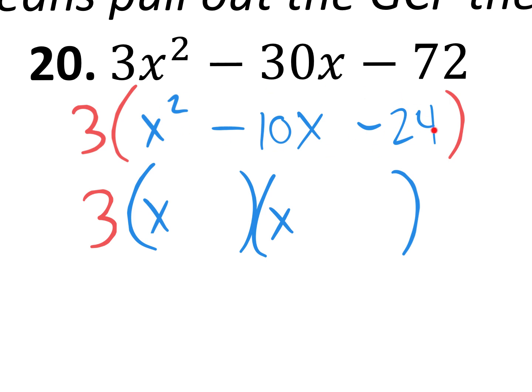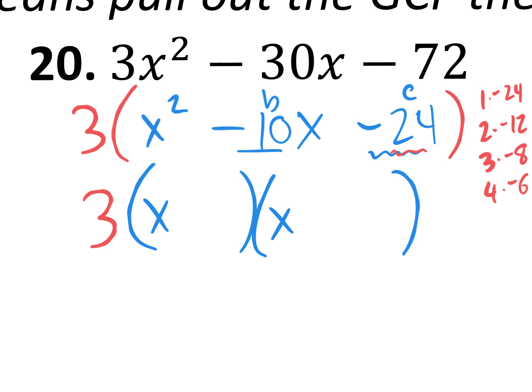But just focusing in on this blue one, I could start thinking what times what is my C value, negative 24, that if I combine together is my B value, negative 10. I'm going to make a list. How could I get negative 24? I'm going to go 1 times negative 24, or 2 times negative 12, or 3 times negative 8, or 4 times negative 6.